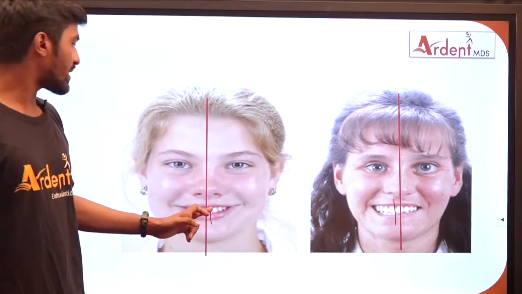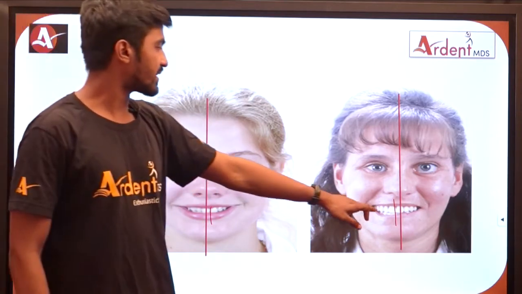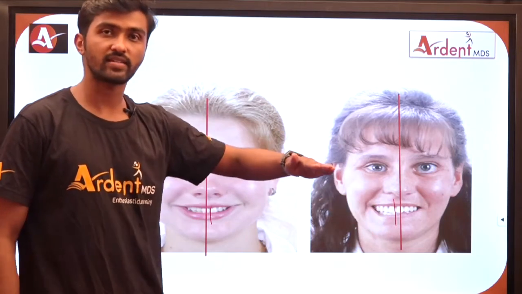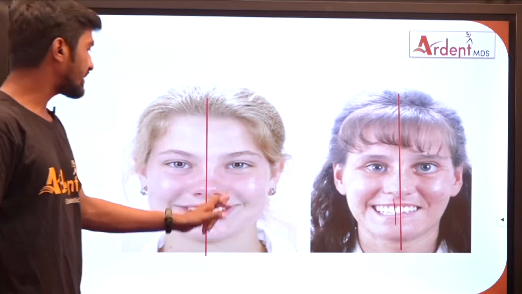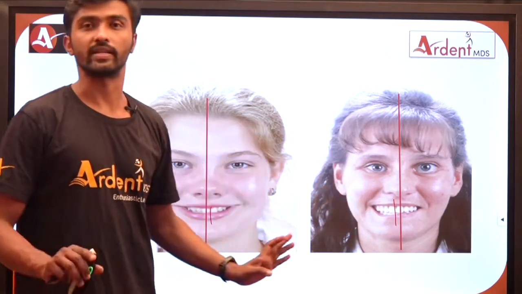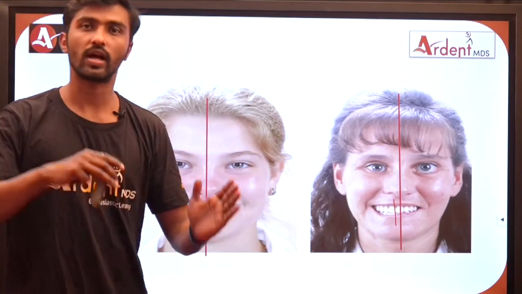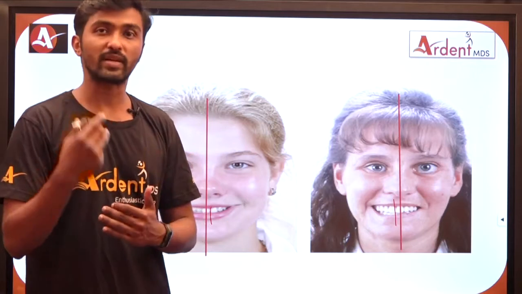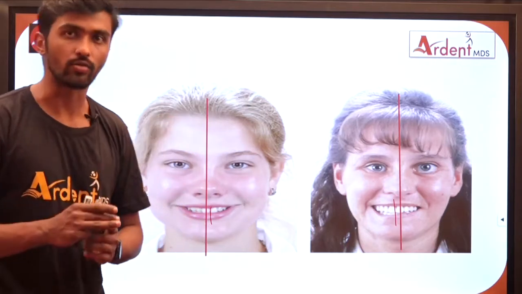Here in the first image the maxilla is yawed towards the left side, and in the second scenario the maxilla is yawed towards the patient's right side. That's the reason the dental midline is not coinciding with the facial midline, right? So now we understood what pitch, roll and yaw are, and how they express in a clinical scenario.